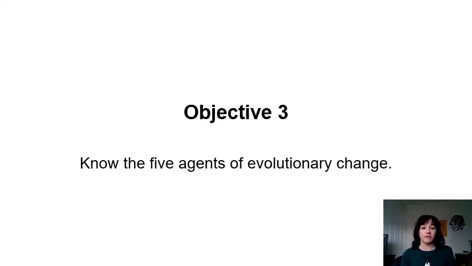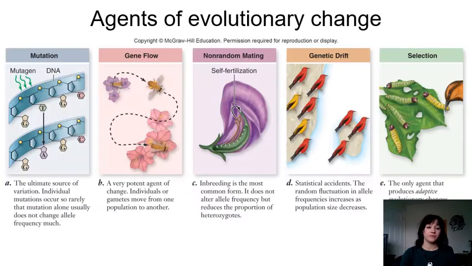So those 5 rules, or those 5 conditions, are what make up the 5 agents of evolutionary change, right? So if you're saying that we think this population is undergoing evolution, it could be happening through these 5 different mechanisms. Again, the first one we talked about was mutation. The second was gene flow. All right, so this would be where you've got kind of interbreeding between different populations.